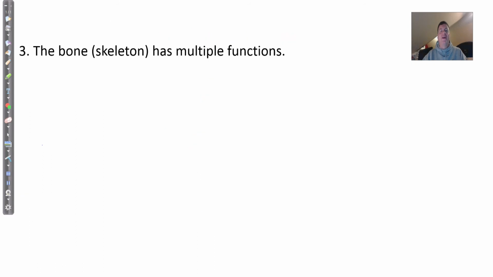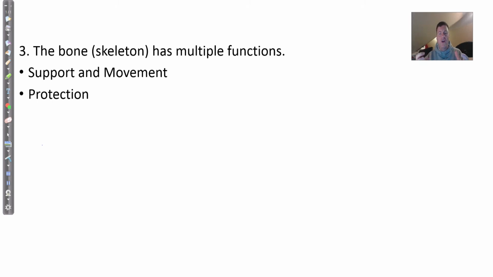There we go. Okay, and one other major theme is that the skeleton in particular has multiple functions. We tend to focus on the support and movement, and understandably so. That's a major function of the skeleton. The skeleton also serves a major protection role. Think about your brain being protected by the skull, or your thoracic organs being protected by the ribs, or your pelvic organs being protected by the pelvis.